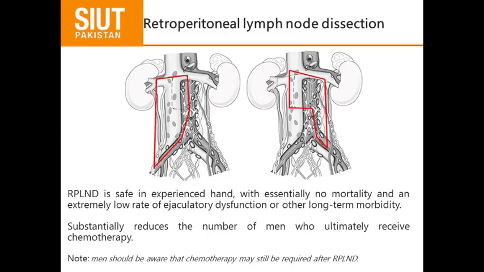Similarly, the boundary includes, in a case of right-sided testicular tumor, the medial boundary is the center of the aorta, the lateral boundary is the ureter, and the superior margin is the hilum of the kidney. Similarly, in case of left testicular tumor, the medial boundary is the center of the vena cava, ureter on the lateral side, and the hilum of the kidney on the superior side.